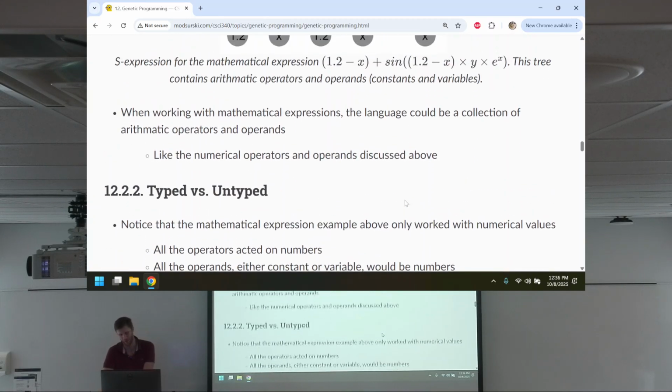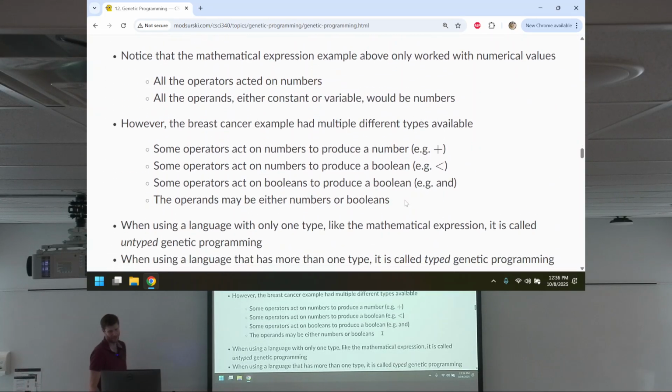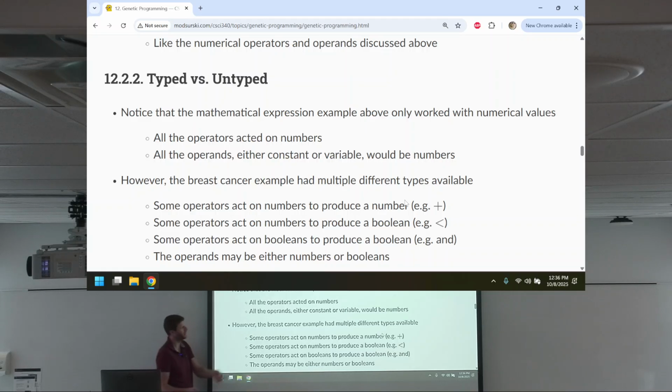All right, so depending on what we're doing, you pick your language accordingly. Now, typed versus untyped. I talked about this a bit. I always joke that it's a bit of a poor name, because untyped is still typed, it's just single typed, where typed has many types.